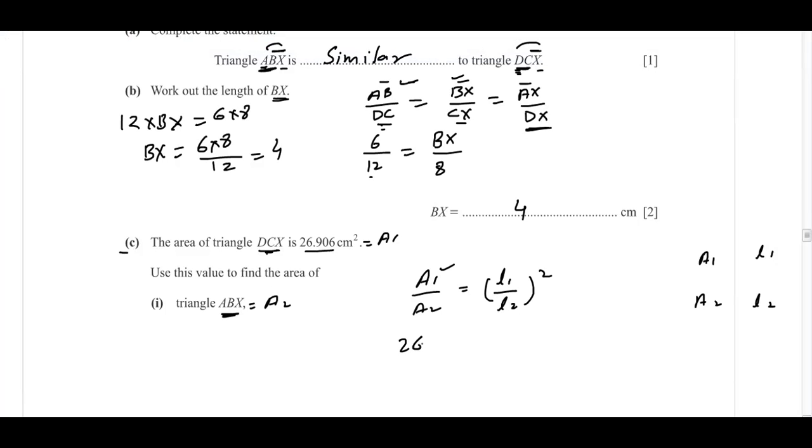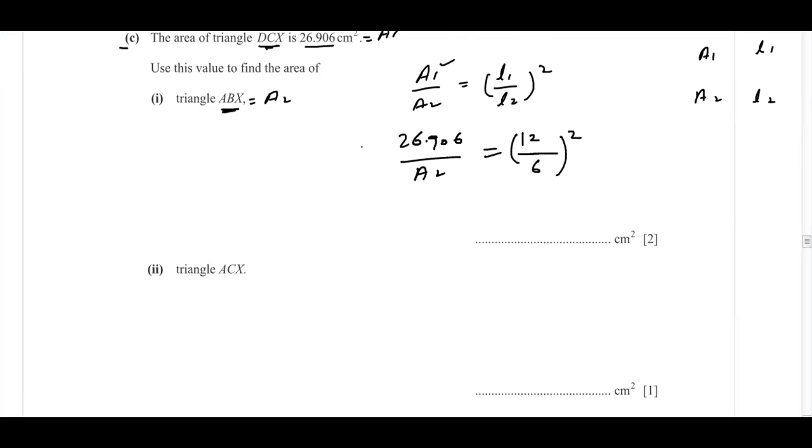A1 is 26.906 over A2 that we have to find is equal to L1. L will be any corresponding side for this one. For example, if I consider this DC, I know DC is 12. So I can take 12 over the corresponding side for DC, which is AB. AB is 6, right, over 6 square. So in this way, now we can calculate from here.